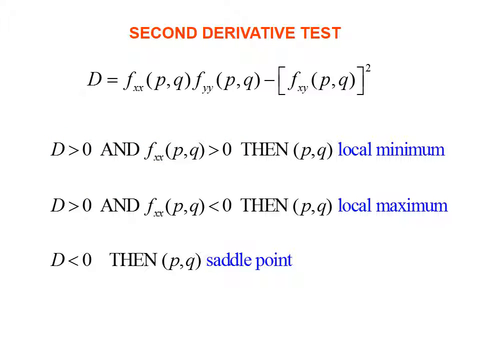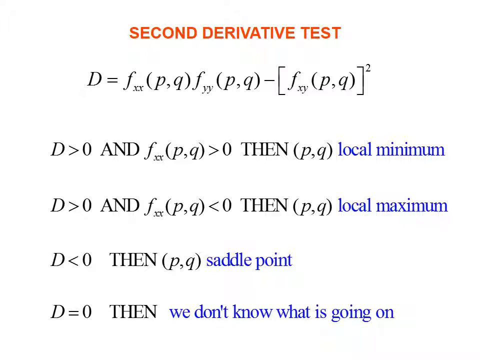Now, if the discriminant is negative, it doesn't matter what the second derivative is, we're going to have a saddle point. So notice we've got situations that occur where the discriminant is positive or negative, and we can determine the nature of the critical values. However, if the discriminant is 0, then we don't know a thing about it.